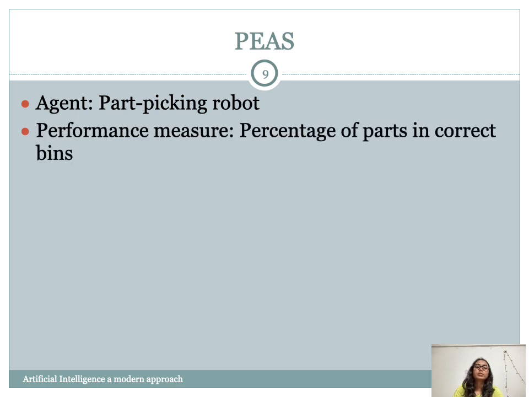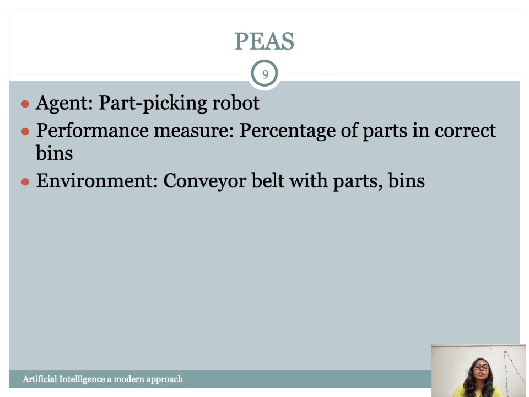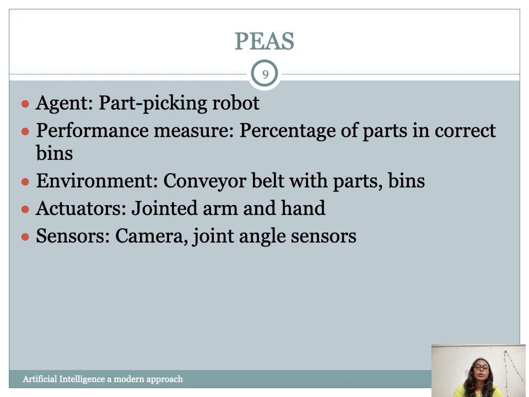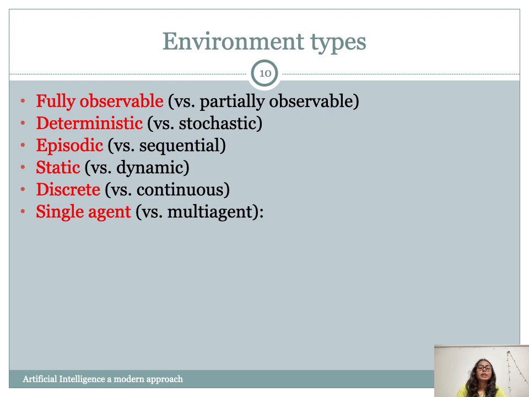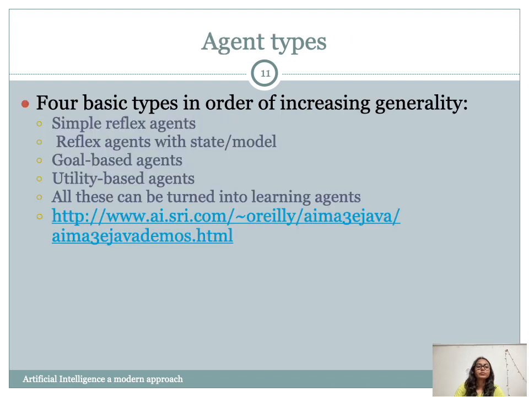Then another agent, a part picking robot. Performance measure will be percentage of parts in correct bins. Then environment will be conveyor belt with part bins. Actuators: jointed arm and hand. Sensors will be camera and joint angle sensors. Then environment types: fully observable, deterministic, episodic, static, discrete, single agent.